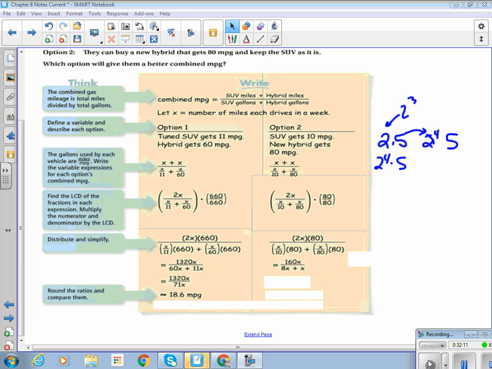Or 160x over 8x plus x. That gives us 160x over 9x. x divided by x cancels, and we get about 17.8 miles per gallon. So option 1 gives the better combined miles per gallon.